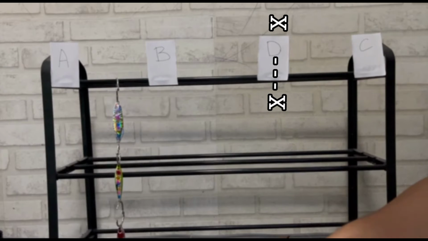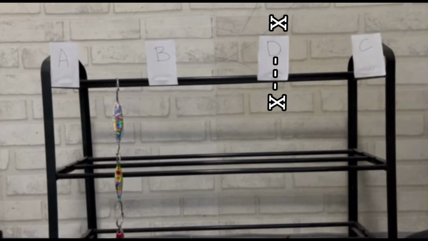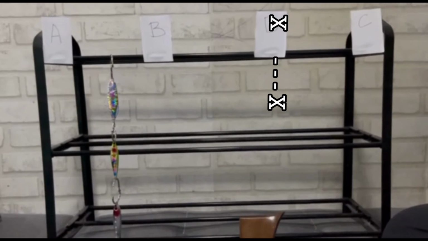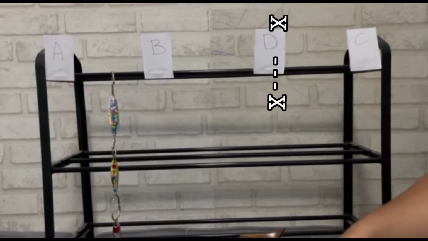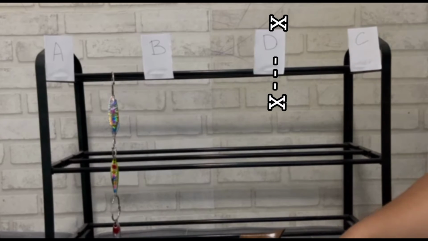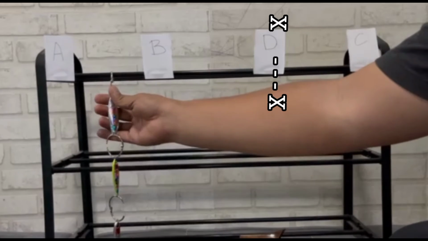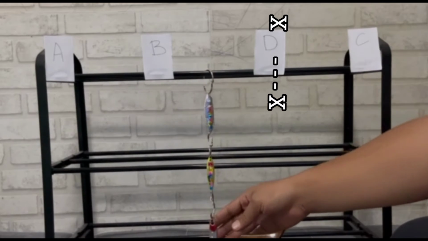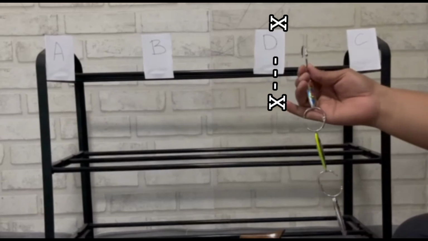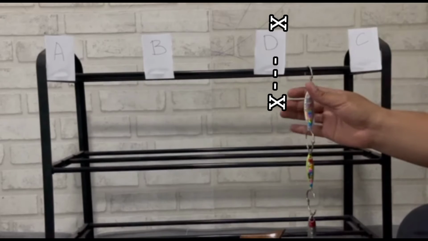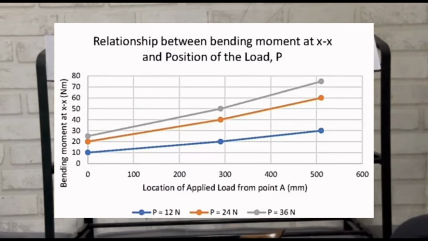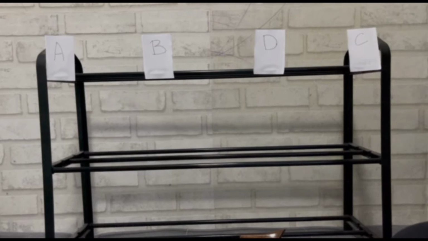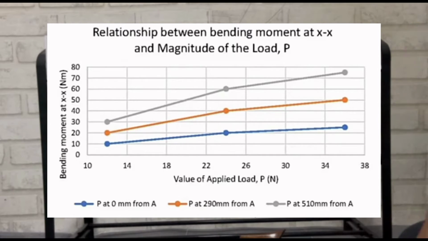For the bending moment variation due to load position, after we complete the loading between A and B, which is case 1, we repeat the same procedure, placing the load between B and D, with the same 300 grams of load, and also between D and C. Then we plot the graph of bending moment at X versus position of the load, and the graph of bending moment at X versus magnitude of the load.